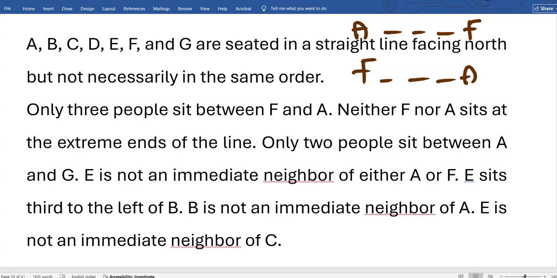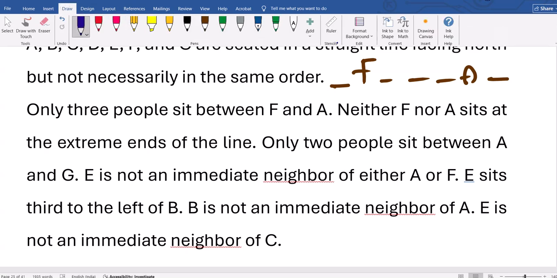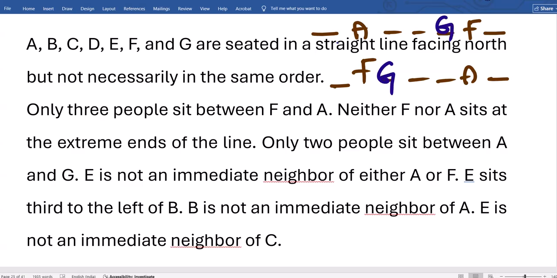And they said neither F nor A sits at the extreme. So this blank here, this blank, this blank. See, this is seven slots. It can be above or below, one among that. Next, they said only two people sit between A and G. So two people sit between A and G. Here G or here G. Two possibilities here, right? Two possibilities always. Don't go with only one. Okay, two people between A and G. This is the only case: A, two blanks, G, or G, two blanks, A. Both possibilities are written.